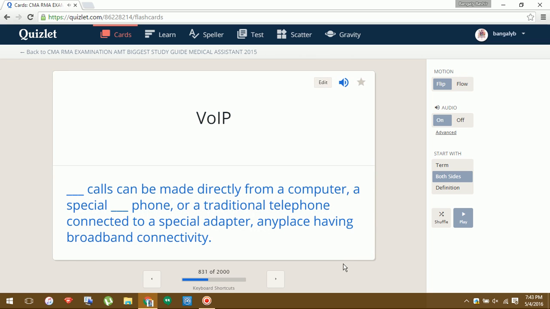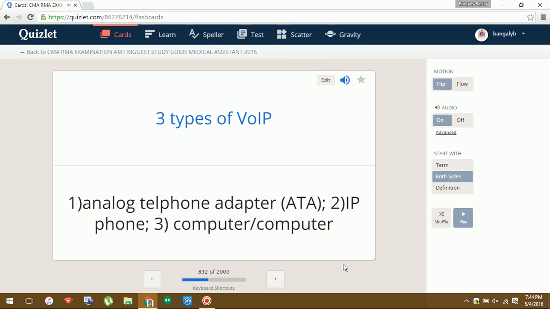VoIP. VoIP calls can be made directly from a computer, a special VoIP phone, or a traditional telephone connected to a special adapter, any place having broadband connectivity. 3 types of VoIP. 1. Analog telephone adapter. 2. IP phone. 3. Computer.